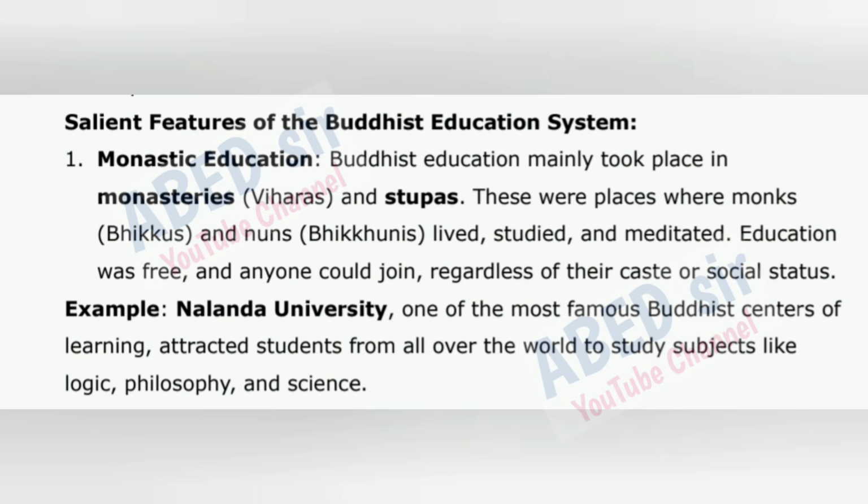Salient features of the Buddhist education system. 1. Monastic education. Buddhist education mainly took place in monasteries, viharas, and stupas. These were places where monks, bhikkhus, and nuns, bhikkhunis, lived, studied, and meditated. Education was free, and anyone could join, regardless of their caste or social status.